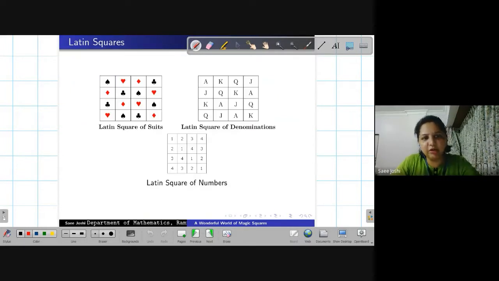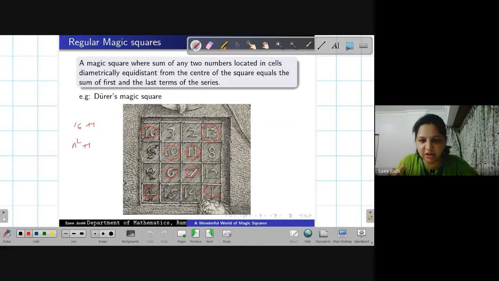The next kind of magic square is a different kind of magic square. These are called Latin squares. So what is the meaning of Latin squares? So far in these examples, if you have a 4 by 4 magic square, it contained numbers from 1 right up till n squared. So 1, 2, 3, 4 till 4 squared, which was 16.